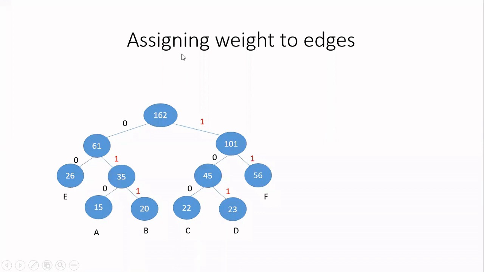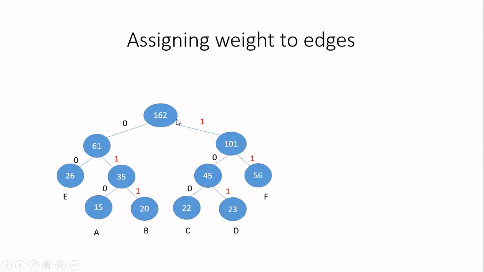Let us see the process of assigning the weights to the edges. I'm going to start with the root node 162. It has two edges. To the left edge, 0 is assigned. To the right edge, 1 is assigned. Then go to the node 61. Again, there are two edges present. Assign 0 to the left edge, assign 1 to the right edge. Go to 35. There are two edges present. Assign 0 to the left edge and 1 to the right edge. The nodes 26, 15, and 20 are leaf nodes. Leaf nodes will not have any outgoing edges, so we are not going to assign any weights for them. We stop when we reach the leaf node.